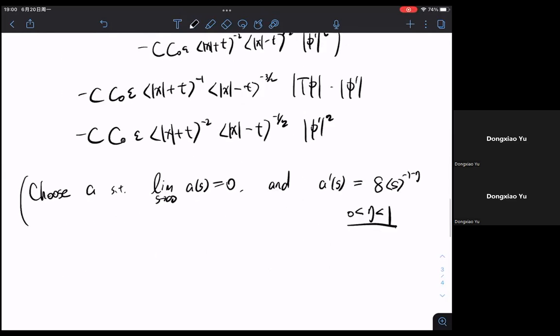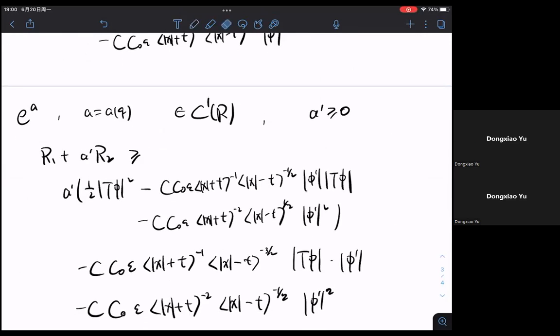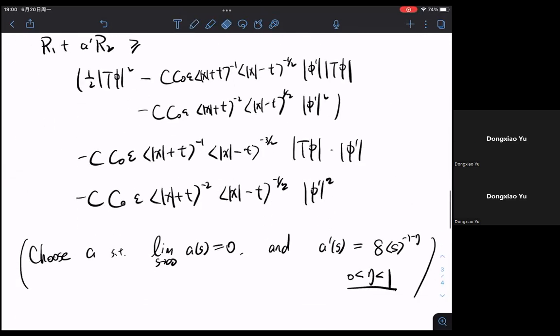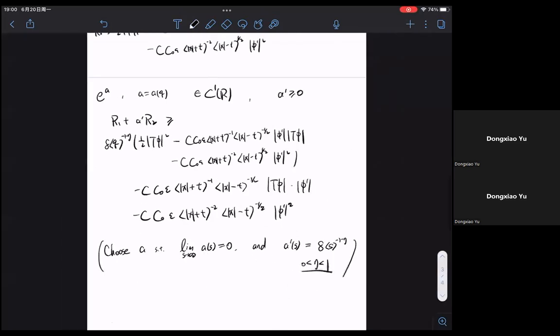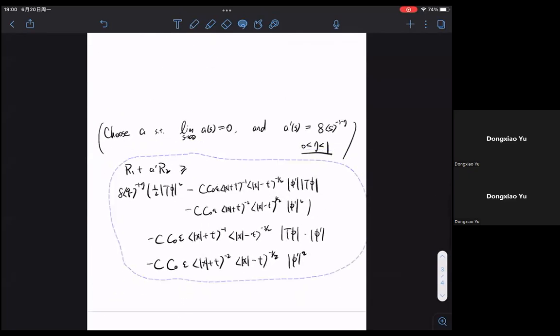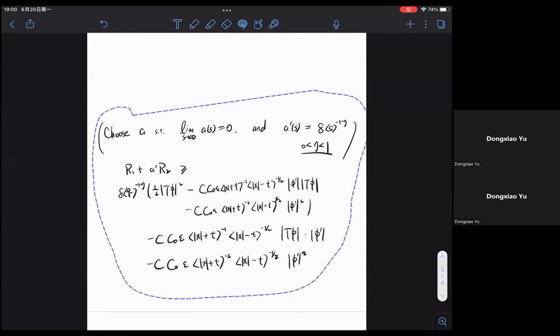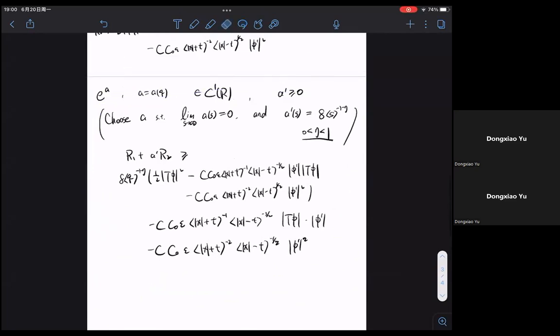Okay, if we choose our A in this way, then I can replace this A prime with 8q^{-1-η}. So probably it's a good idea to switch the order of these two parts. That is, I first choose my A, and then I do the computation.